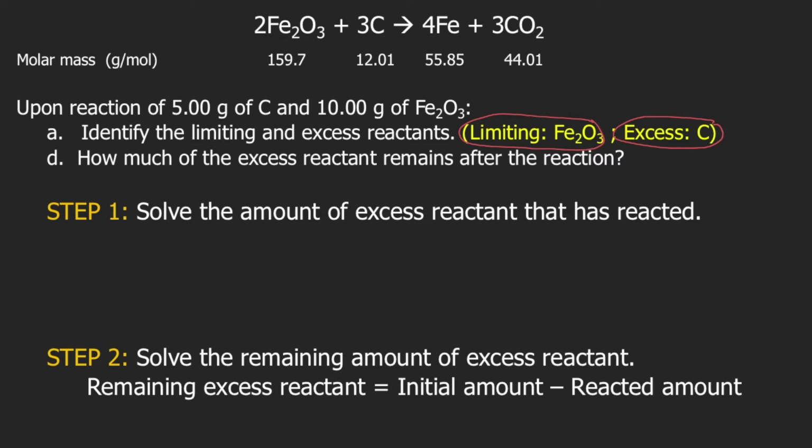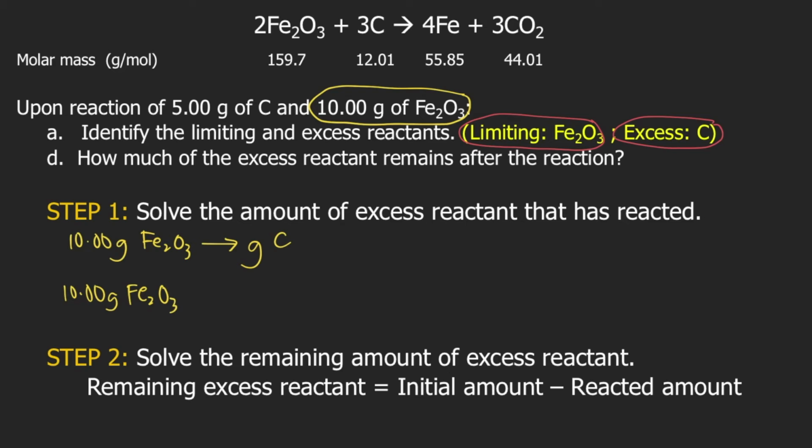You take the limiting reactant, which is 10 grams of Fe2O3, and you use stoichiometry to convert this to grams of the excess reactant, which is carbon. So 10.00 grams of Fe2O3. We will convert this first to moles using the molar mass, 159.7. So 1 mole of Fe2O3 is equivalent to 159.7 grams of Fe2O3. So grams of Fe2O3 will cancel. Now you have moles of Fe2O3.